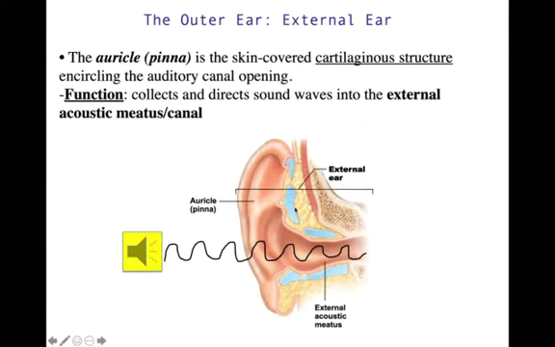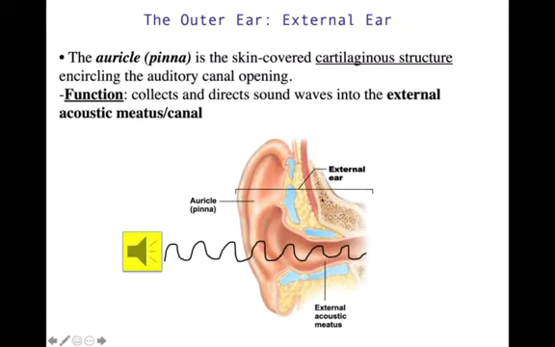So if you ever had someone saying something really quietly to you, or there was a really soft sound, you couldn't really hear it, you probably cupped your ear, all right? And the reason why you were cupping your ears is you're actually trying to make your auricle a lot bigger, trying to capture more sound waves to funnel into your external auditory canal or the external acoustic meatus.